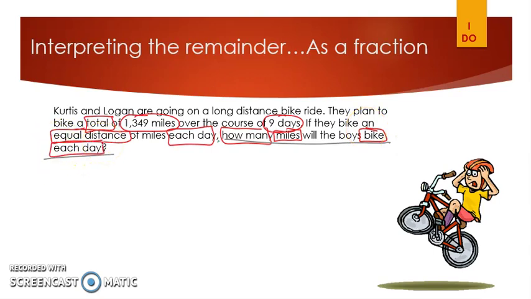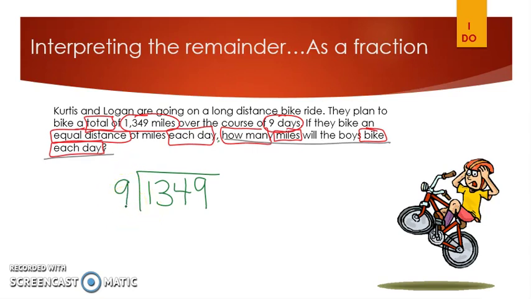That means we're going to be dividing the number of miles, the total number, 1,349, into 9 equal days to see how many miles they're going to cover each one of the days on their long distance bike ride. So let's start off with our problem. We know that we have 1,349 total miles, and we're going to divide it equally among 9 days.